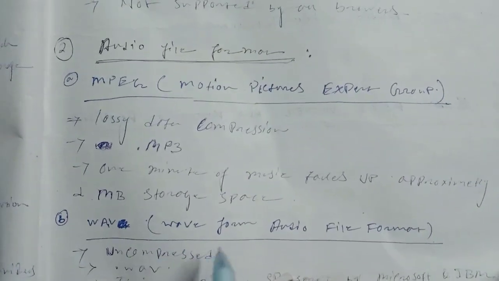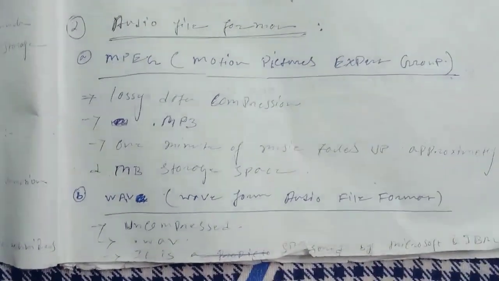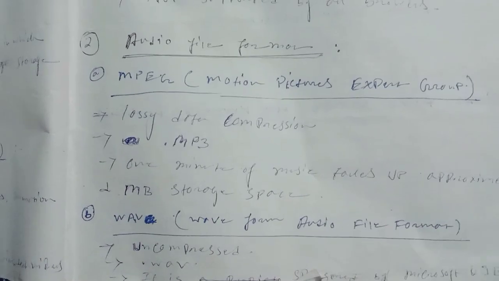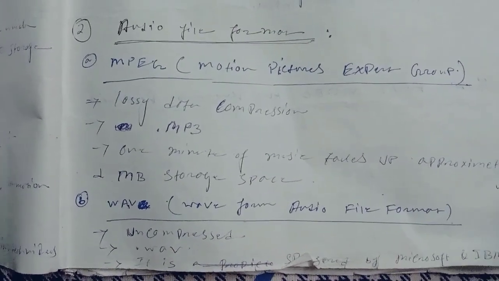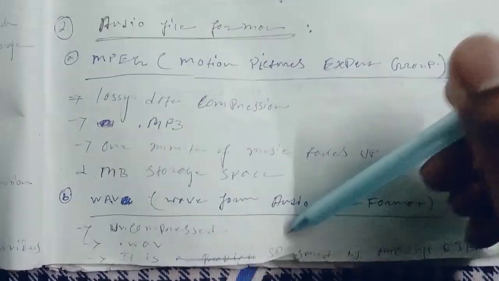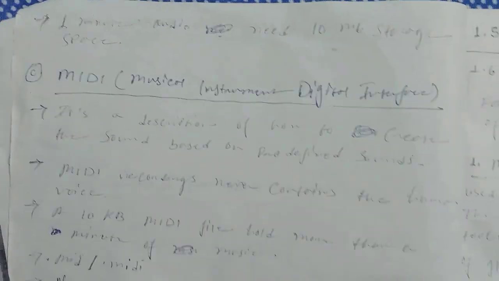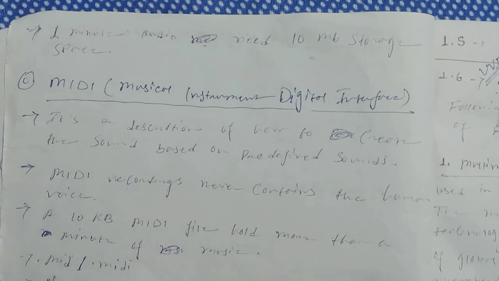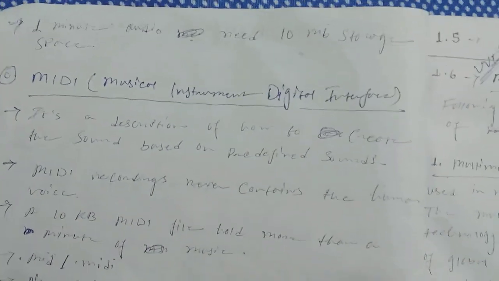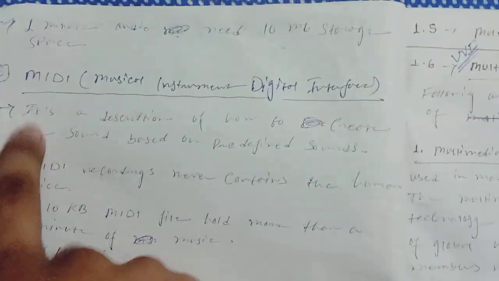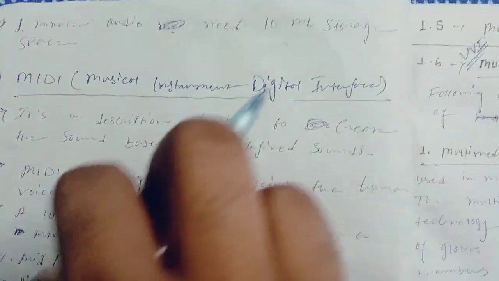Then we have WAV file format. WAV file format is uncompressed, and the extension is .wav. It is sponsored by Microsoft and IBM. And unlike the MP3, the WAV takes almost 10 MB storage space per minute. If 1 minute of audio needs 10 MB storage space.